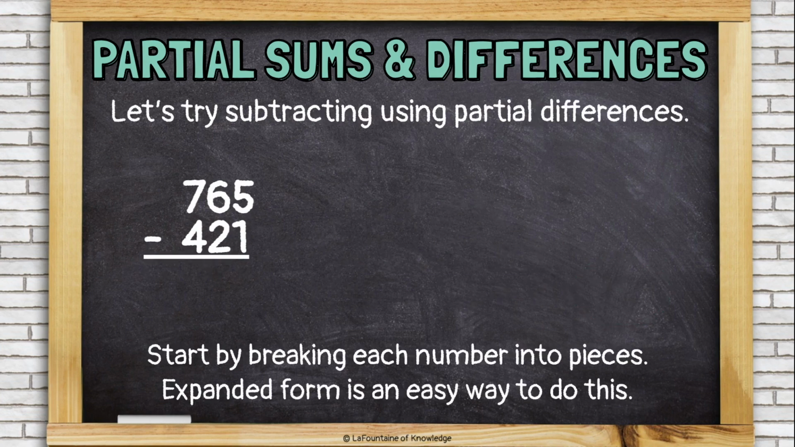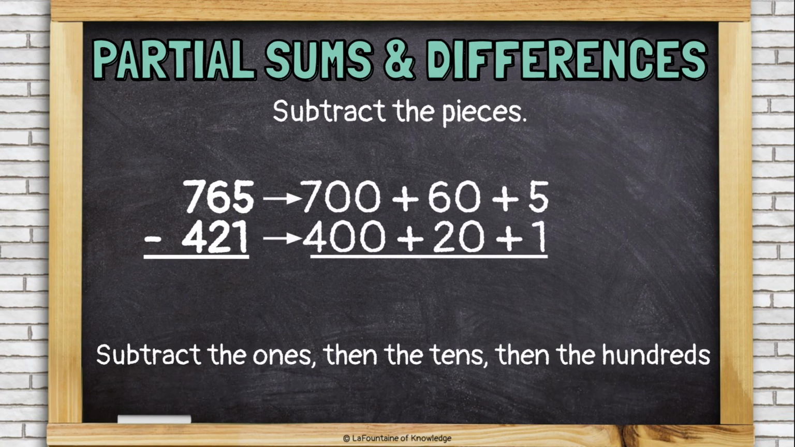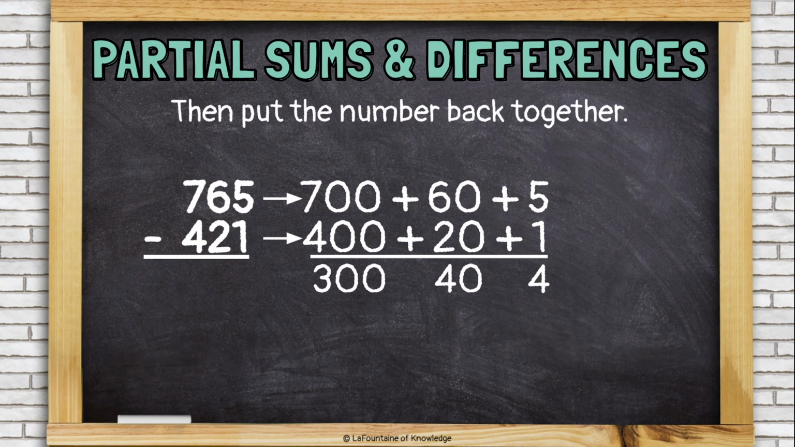Now, let's try using partial differences to subtract. Once again, we'll break both numbers down and write them in expanded form. Then, we'll subtract the pieces, starting with the ones, and then the tens, and then the hundreds. If I subtract the ones, I'm looking at 5 minus 1, which is 4. 60 minus 20 is 40. And 700 minus 400 is 300. Now, just like with partial sums, I just need to put this number back together. 300 plus 40 plus 4 is 344, and this is my answer.